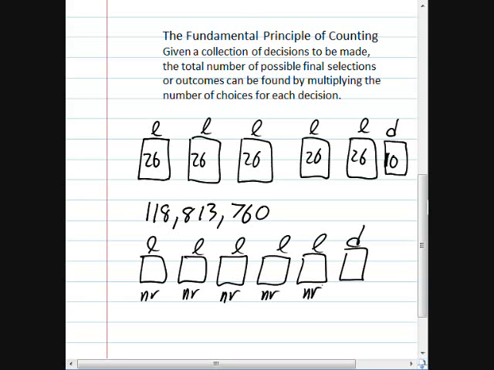So, for the first decision, there are 26 letters to choose from. Once I've used up one of the letters, the second character only has 25 options available to it. Then 24, 23, 22, and there are 10 options for the digit, which, if we multiply these out, gives us 78,936,000 different passwords.